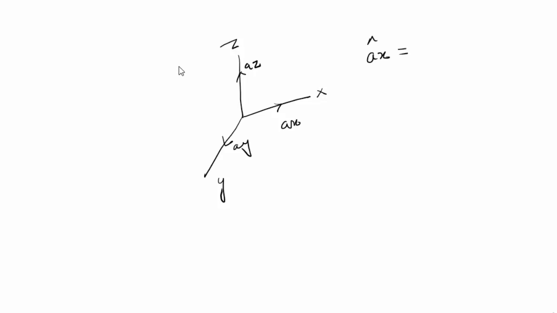Again, just bringing in more understanding. So if this was the x coordinate, this was the y coordinate, and this was the z coordinate, and what you found was this was ax, ay, and az. If you want to find ax, my unit vector ax will be my vector ax divided by the magnitude ax.